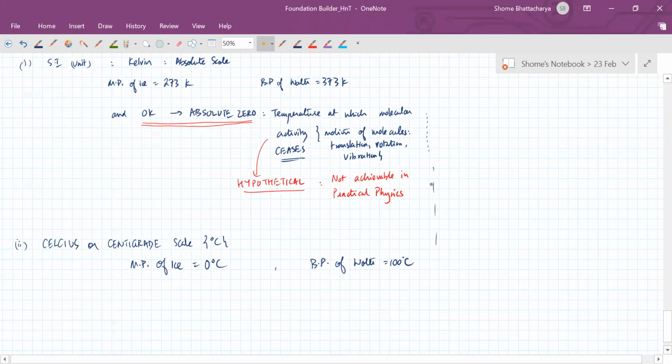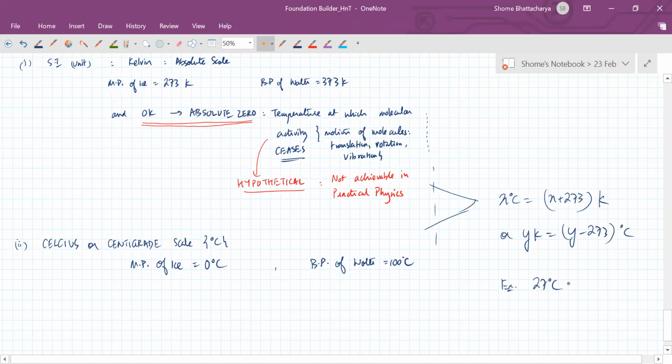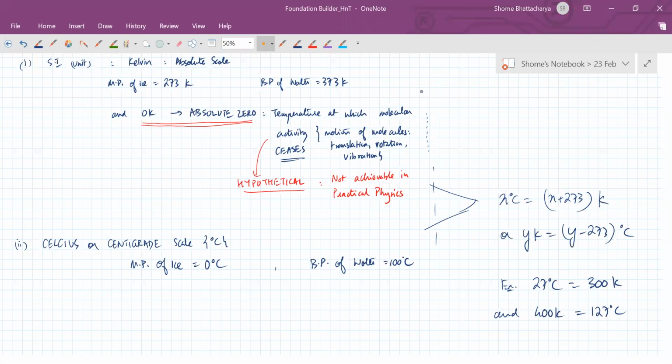Okay. Now, the conversion between degrees C and Kelvin is that x degrees C is equal to x plus 273 in kelvins, or y kelvins is equal to y minus 273 degrees C. So, for example, 27 degrees C is equivalent to 300 Kelvin, and 400 Kelvin is equivalent to 127 degrees C. So this is the simple conversion from Kelvin scale to degrees C and vice versa.